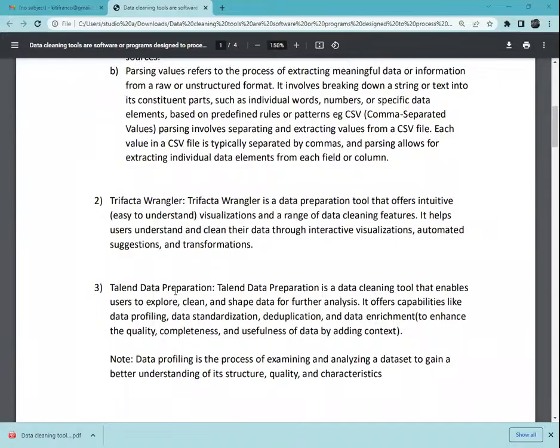Very serious Talend system. Talend Data Preparation is a data cleaning tool that enables users to explore, clean, and shape data for further analysis. It offers capabilities like data profiling, where you can come up with a profile of your data, data standardization, deduplication, and data enrichment, which basically is to enhance the quality, completeness, and usefulness of data by adding even more context.